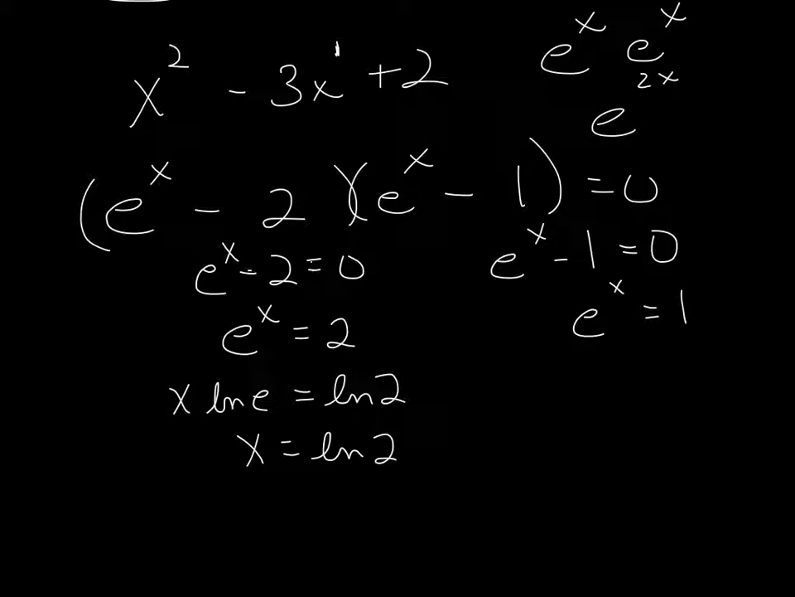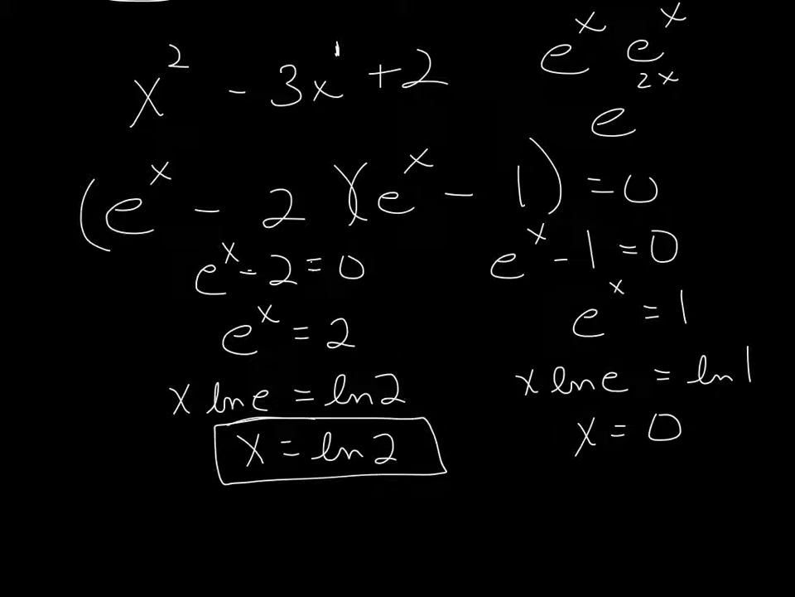So if we take the natural log of both sides here, what is the natural log of 1? 0. So our answers here are x equals the natural log of 2. If you were asked to get a decimal approximation, you could do that. Or x equals 0. Let's look at one more.